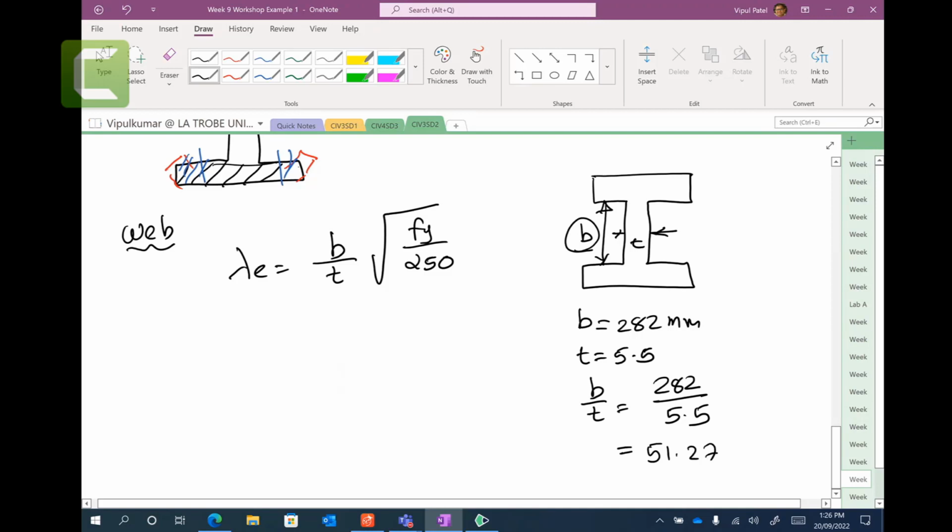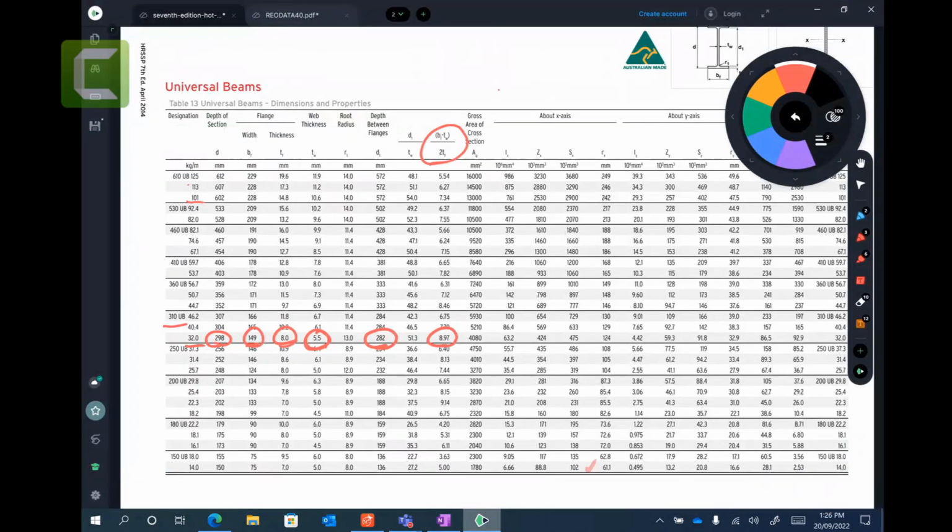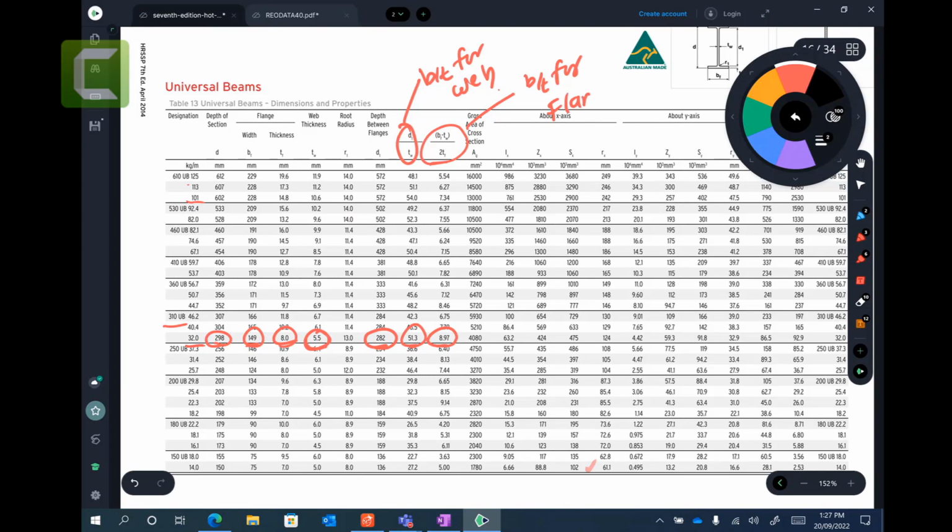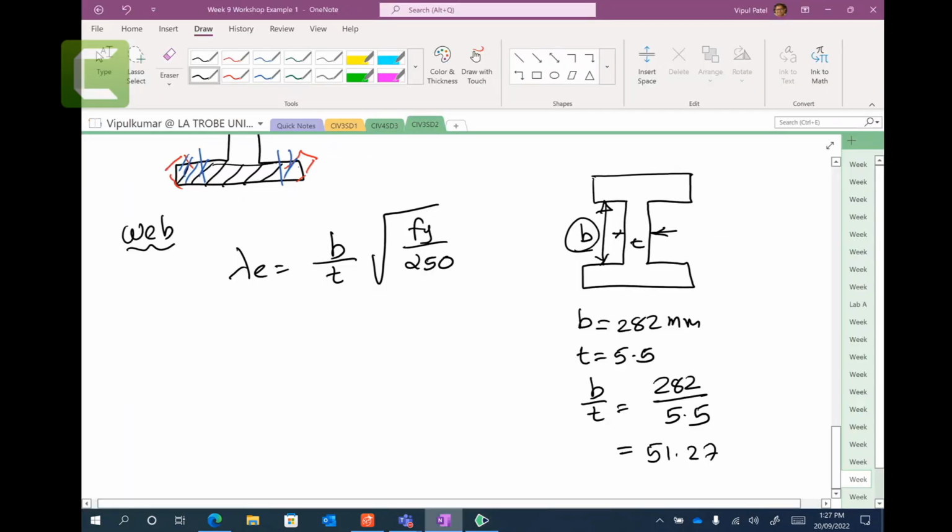$51.27. Okay, we can confirm it here. 51.3. It's already given there. This is your B on T ratio for web. This is your B on T ratio for flange. In the exam test, you are happy. We are happy for you to take this one straight away without showing the calculations. But I just show it to you for confirmations. Does it make sense? All right. So 51.3, everyone happy to take it.